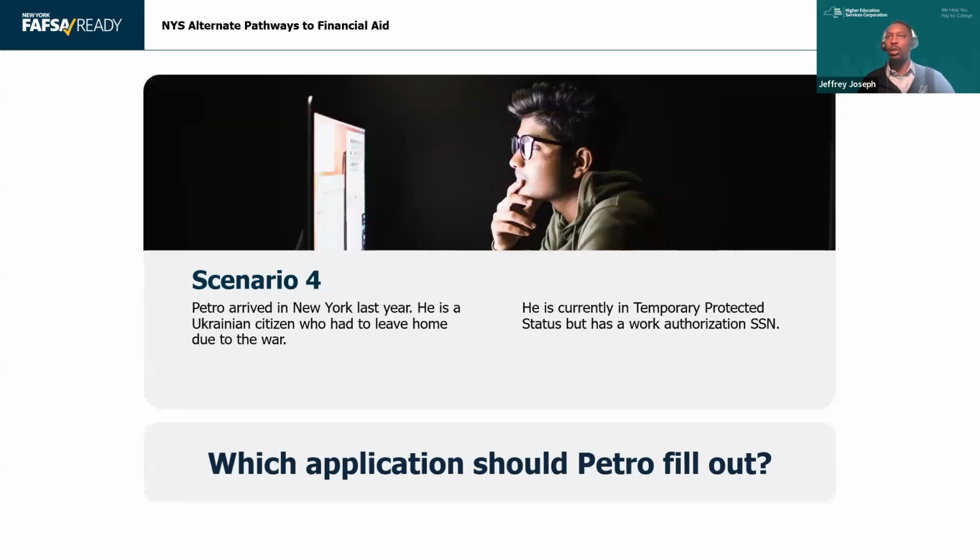The last scenario: Pedro arrived in New York last year. He is a Ukrainian citizen who had to leave home due to the war. He is currently in temporary protected status, but has a work authorization SSN. Which application should Pedro fill out? If you go through these next introductory slides into these programs, you're going to learn which application might be best for these students, and we'll quiz you to see if we can figure out which one it should be.